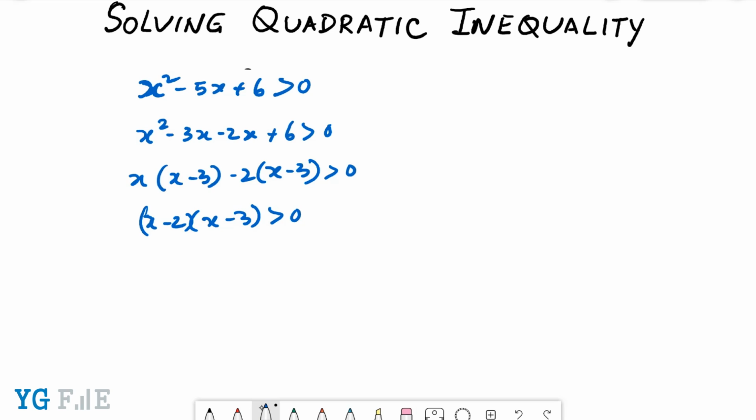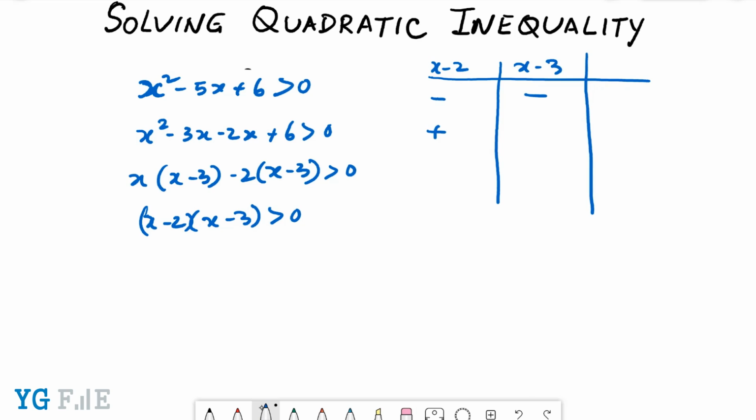Now comes the step of finding the values, where we use the idea of a product. When we have a product of two numbers and it is greater than 0, which means positive, either both the numbers will be positive or both will be negative, because multiplying two positive numbers or two negative numbers yields a positive quantity. So with x minus 2 and x minus 3 as the two quantities, if both are negative or both are positive, we can find the solutions.